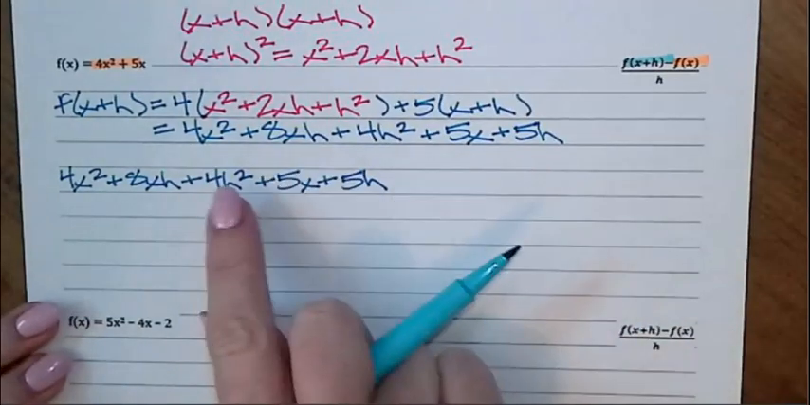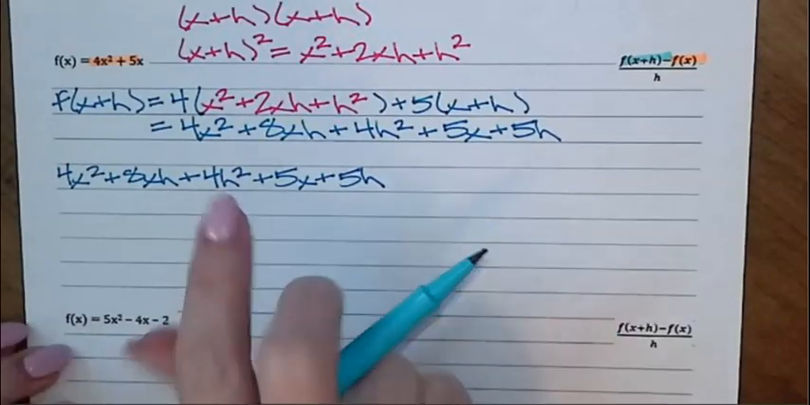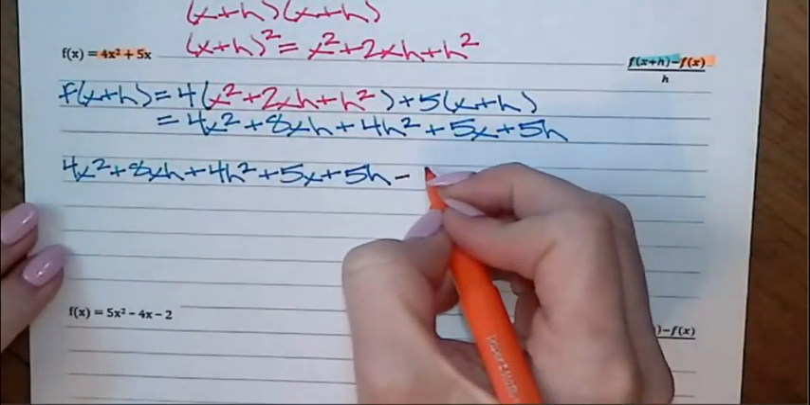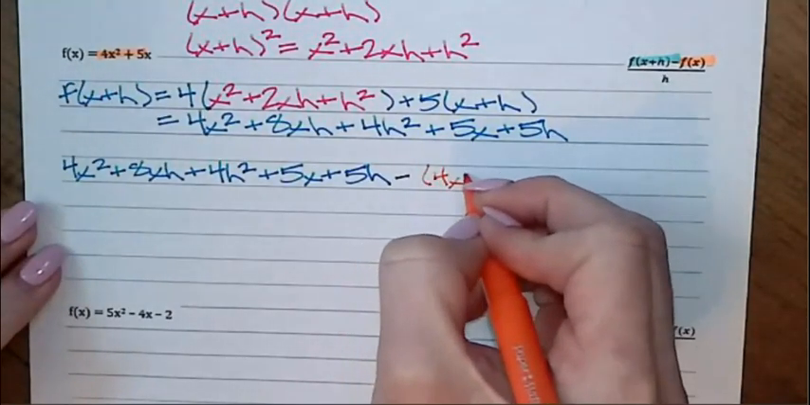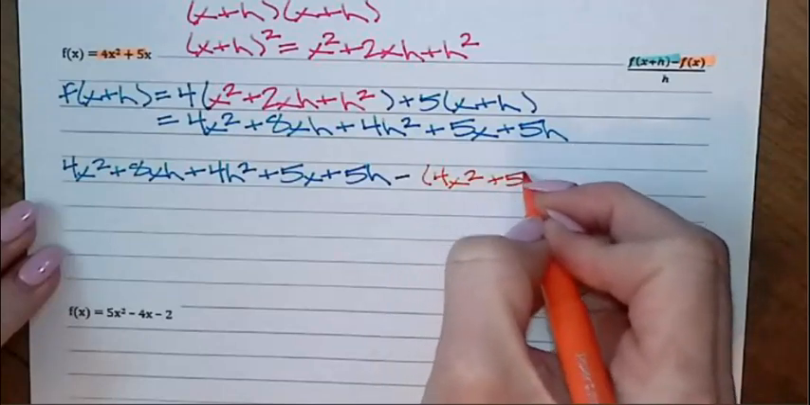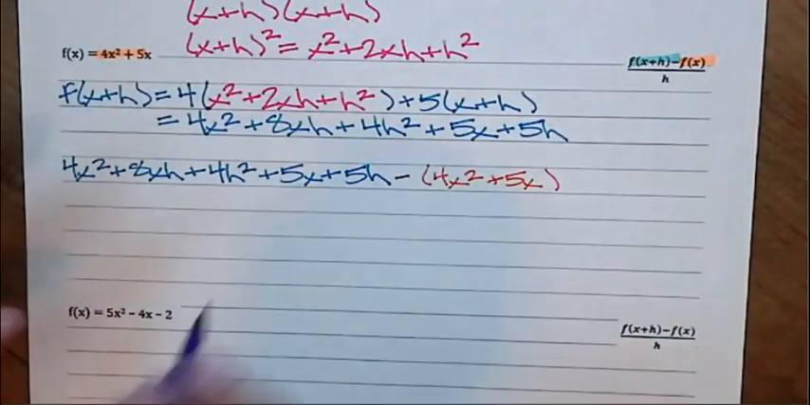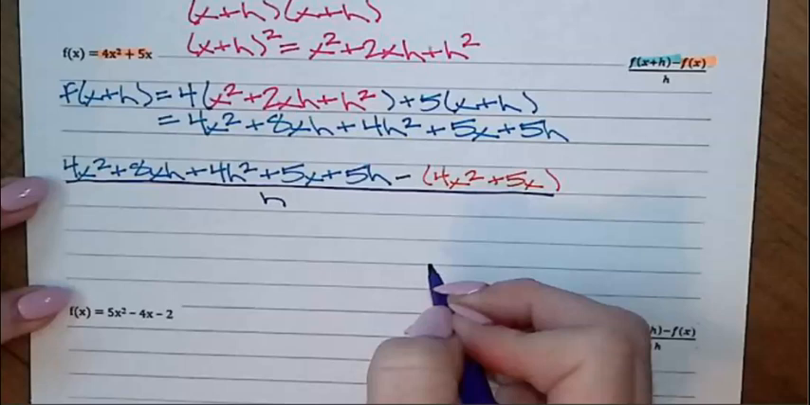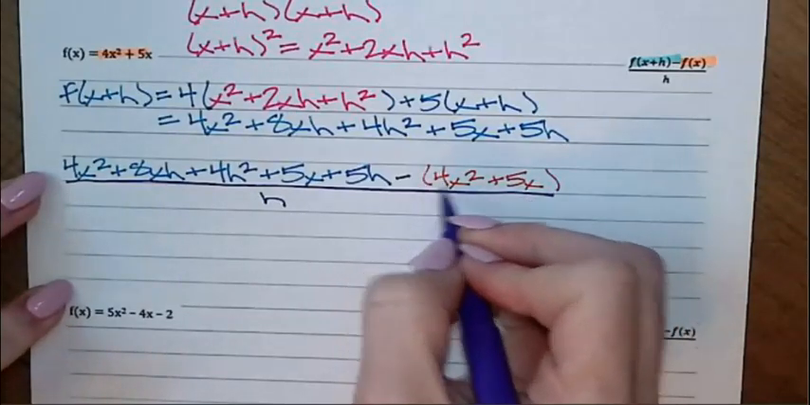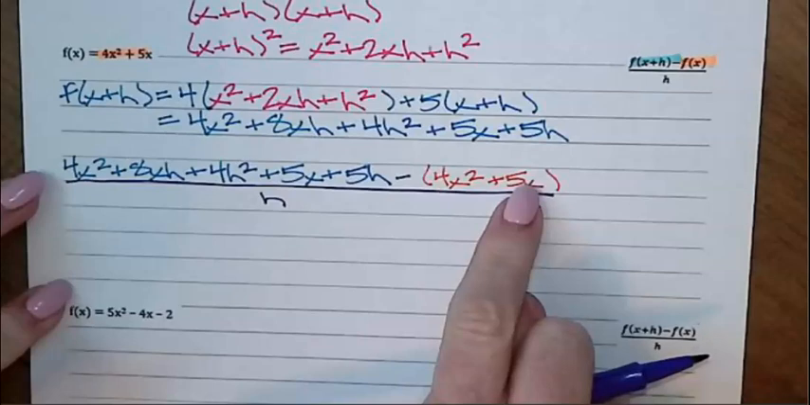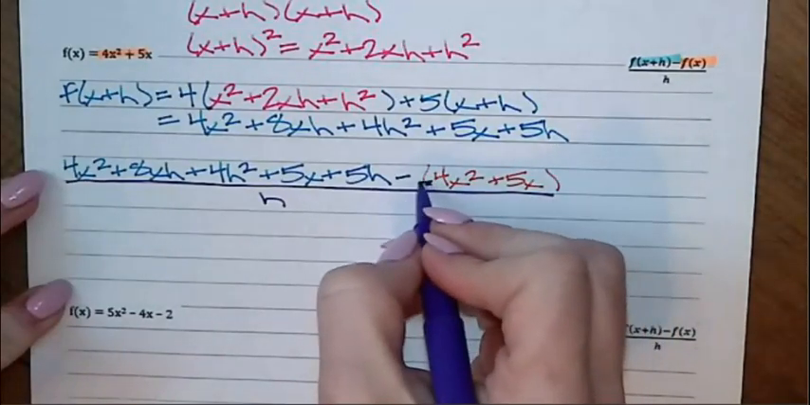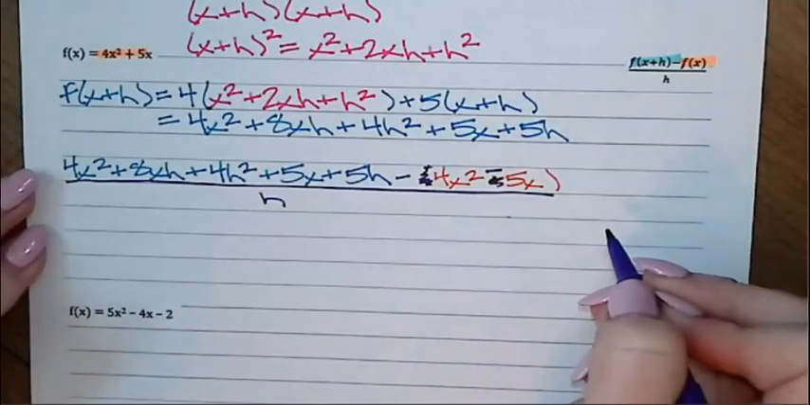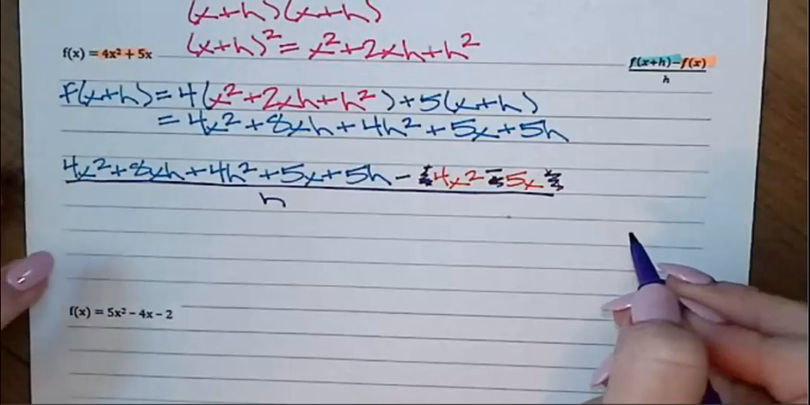Nothing I can combine. So I went ahead and wrote it again and paused it so you don't have to watch me write. And then we have minus that f of x, which is 4x squared plus 5x, and this is all over h. And then here we can, just like we did before, distribute this to both terms. So instead of writing it again, I'm just going to say that's a minus 4x squared, and that's a minus 5x. So then everything's good.